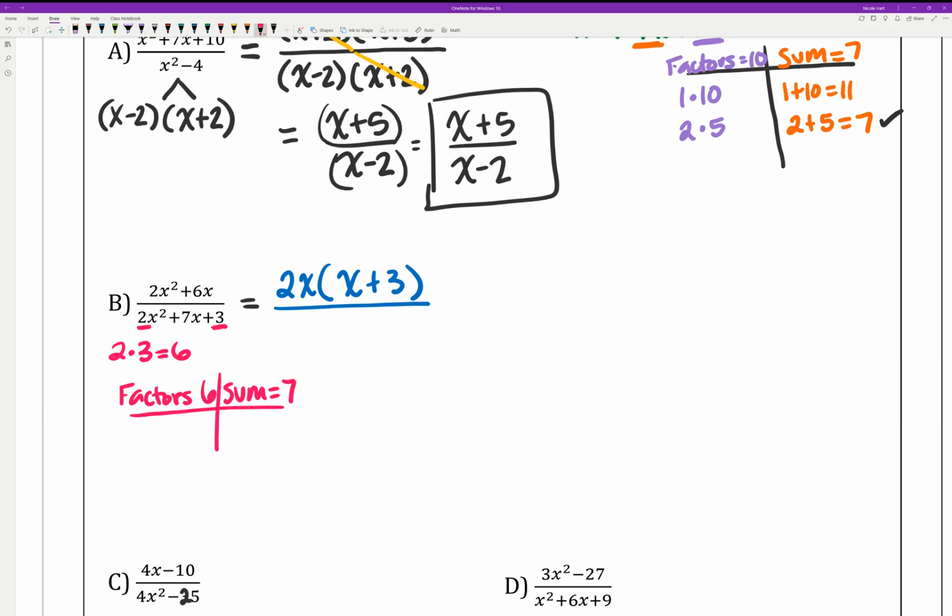Factors of 6, there are not a lot of options. You've got 2 times 3, which is 6, and 1 times 6, which is also equal to 6. 2 plus 3 would give you 5, and 1 plus 6 would give you 7, which is what we want. So that means that 1 and 6 are going to be our two factors.